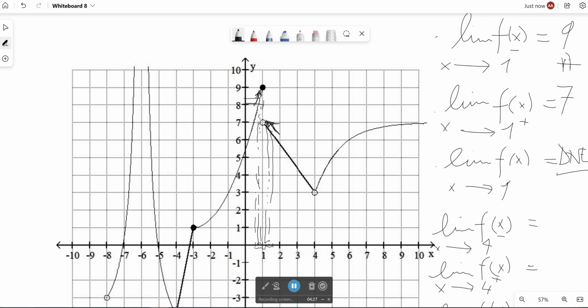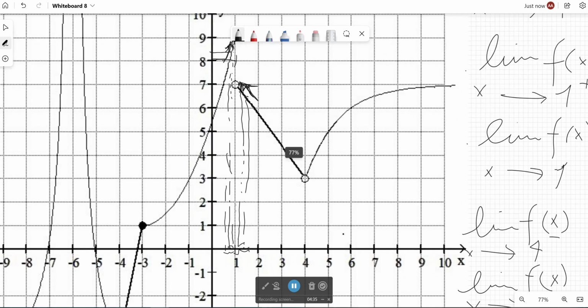Moving on to x approaching 4. This time, let me zoom in. From the left, let's start here, find the f of x somewhere there. We step one step closer, and the corresponding f of x is slightly lower. As we step closer from the left, there's clearly a descending trend towards the value y equals 3.